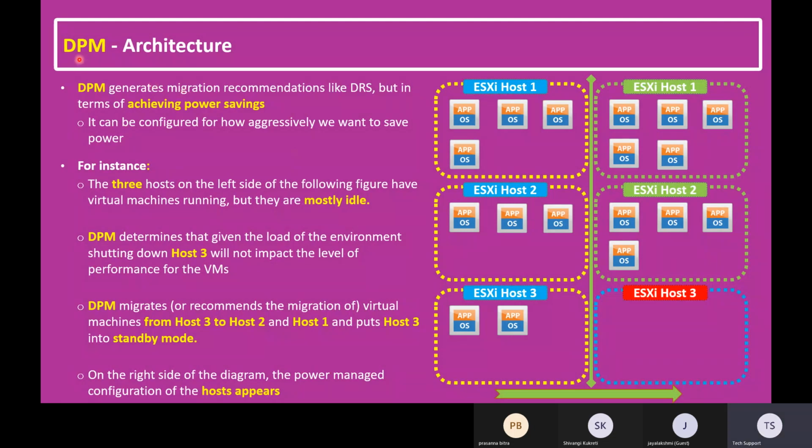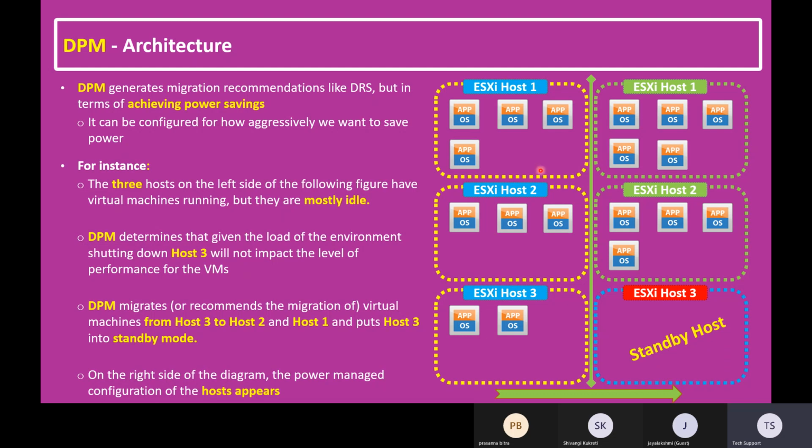Let's say if you see the DPM architecture, let's talk about the right side diagram. If you see ESX1, we have 4 virtual machines, and ESX2 has 3 virtual machines, ESX3 has 2 VMs. That means ESX2 and 3 are completely underutilized. What DPM will take care of is, it will move one VM from ESX3 to ESX2 and another VM to ESX1. ESX3 will become completely empty. Empty means the resources are completely underutilized. It will automatically make this ESXi host a standby host.